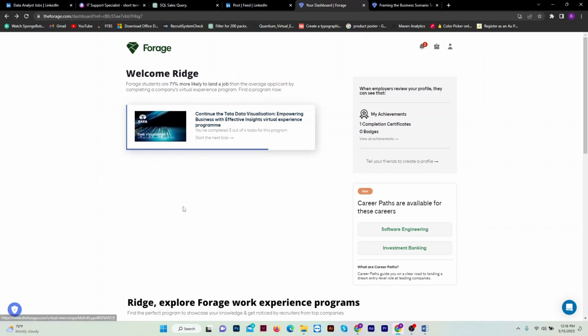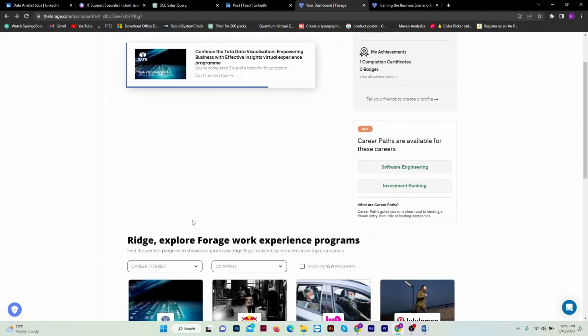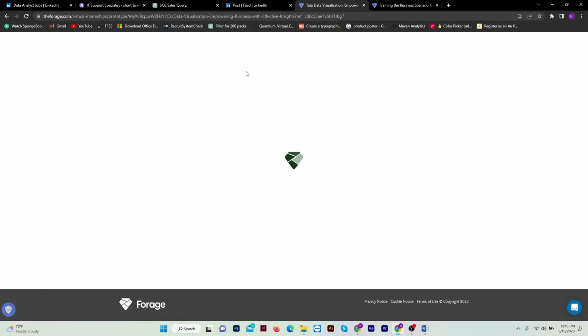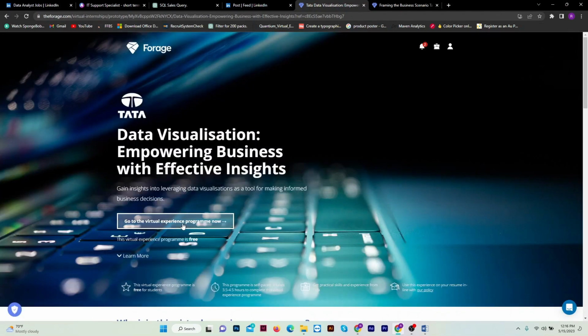for the Tata company. What you will do is sign up for forage.com first, and then you go to the project dashboard, and then you will find this project. It is called Data Visualization, Empowering Business with Effective Insights. After you've done your registration, if you want to do this project, you click on it, and you select go to the virtual experience program.